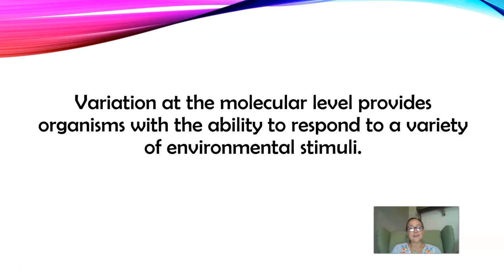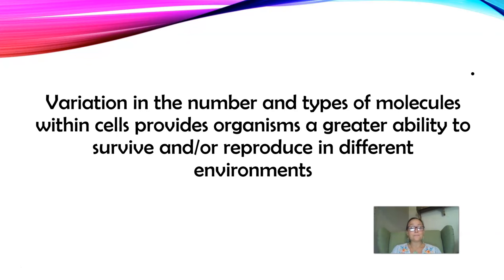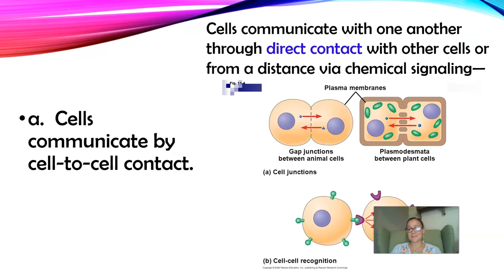So in this unit, we're going to look at how cells can communicate with each other in response to environmental stimuli. And that variation in the numbers and types of molecules within cells provides organisms a greater ability to survive and/or reproduce in different environments. So those variety of number and types of molecules could be referencing hormones or different types of receptors that allow them to survive and reproduce, like have high fitness, have low fitness, etc.